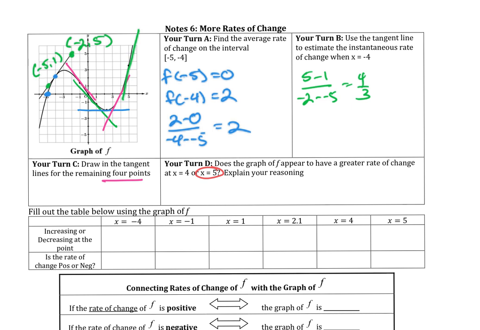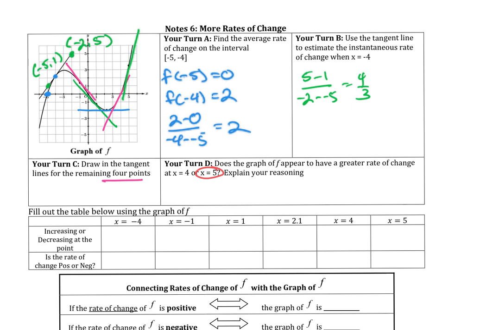And that should make sense because that portion of the graph is a little less steep at -4 than it is between -5 and -4. For your turn C, I alternated some colors here, so you can see at each point I drew a tangent line just to the best of my ability to make sure that we're touching that point on the outside, but we were definitely not crossing through it. And then for that last question, between 4 and 5, at 4 I've got my tangent line, at 5 I've got my tangent line, and I can see that at 5 the tangent line is noticeably steeper, so that's going to give me a greater rate of change.